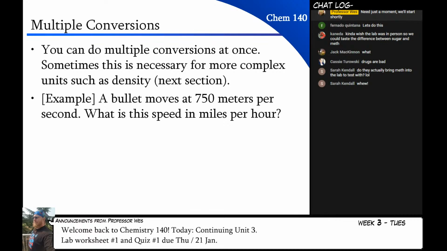So, for instance, here is a problem. A bullet moves at 750 meters per second. What is the speed in miles per hour? This is very similar to what we have done, but there's a little bit of a difference to it. So what I want to do is give you a few minutes to try and work through it, see if you can get the answer here. And then we'll go over the answer together, okay? So go ahead and get started. Try and convert this from meters per second to miles per hour without just typing it in Google, because obviously you can do that. Use Google to check your answer when you're done, and then type it in the chat when you finish.